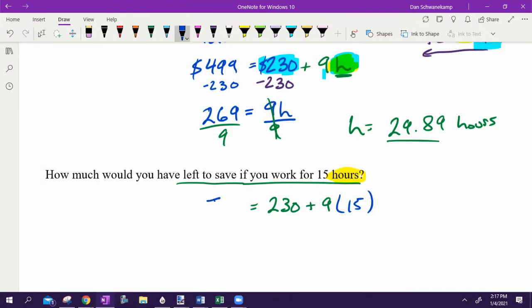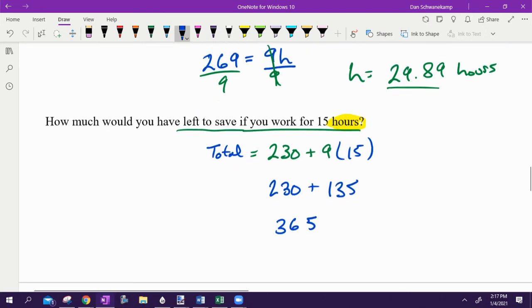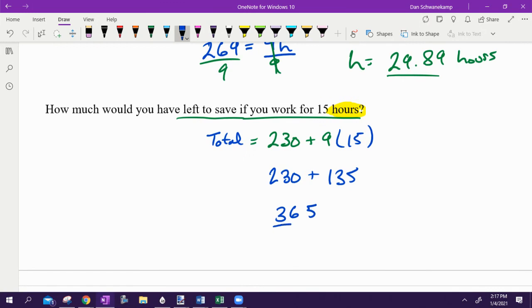I want to know how much is left of the total. That's our ultimate goal here. So basically, how much money have I made? $230 plus 9 times 15. 9 times 15 gets me 135. I add these two things together and I get 365. This is how much money I would have made after 15 hours.